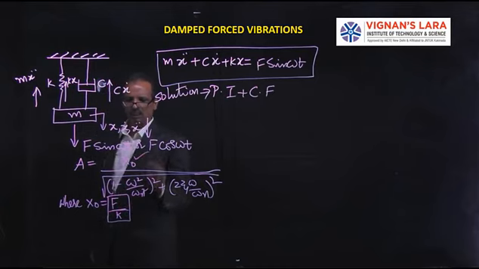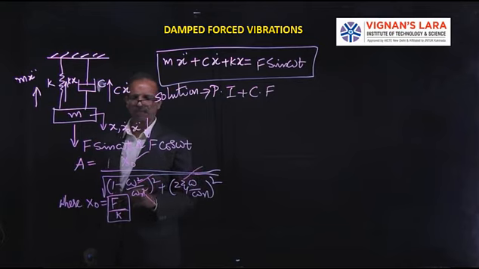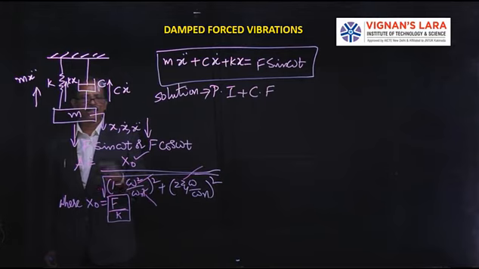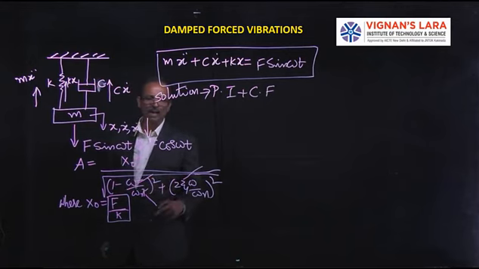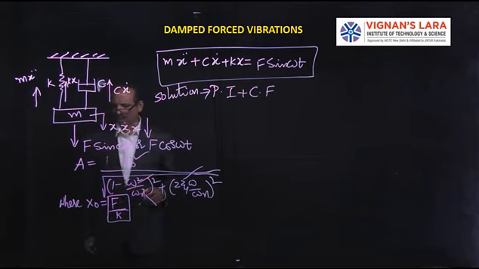That is x naught, and then you can see the amplitude is divided by root over 1 minus omega square by omega n square, whole square, plus 2 zeta omega by omega n, whole square. So it is a function of omega, the external excitation frequency, omega n, the natural frequency, and zeta, the damping. So the amplitude of a forced damped vibration is a function of the damping, how much you provide, and the external frequency we apply.